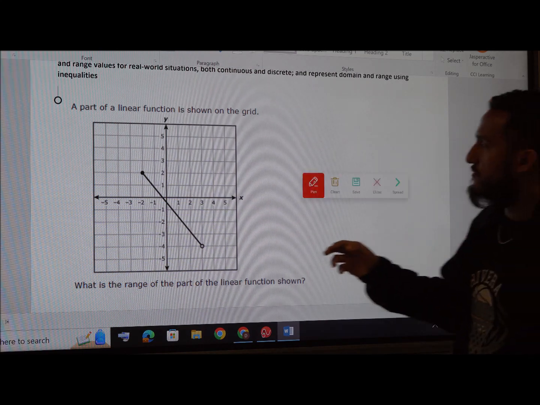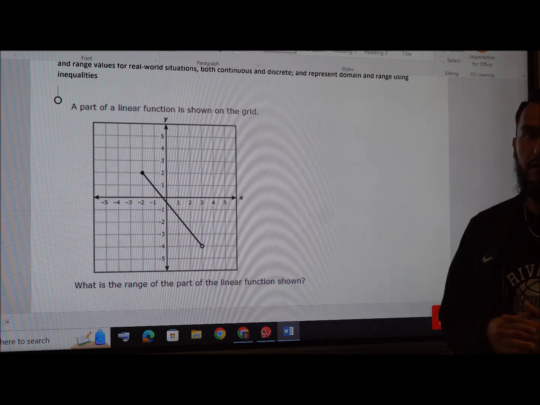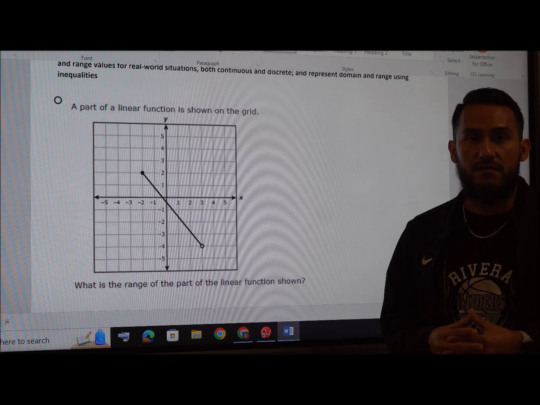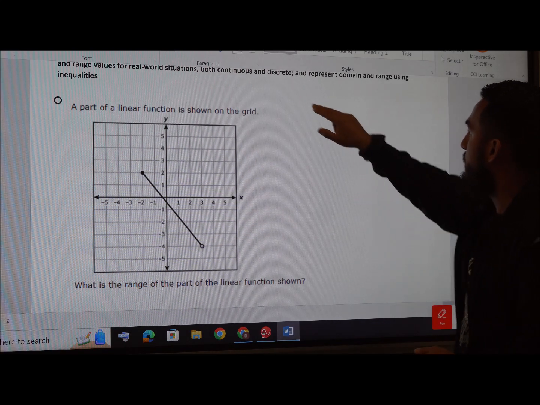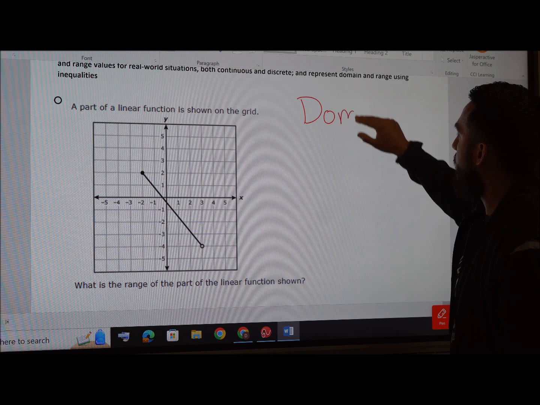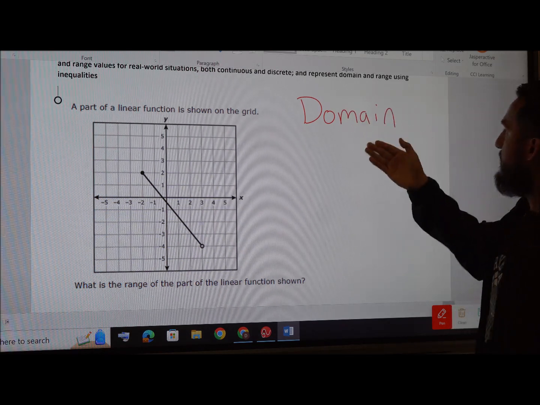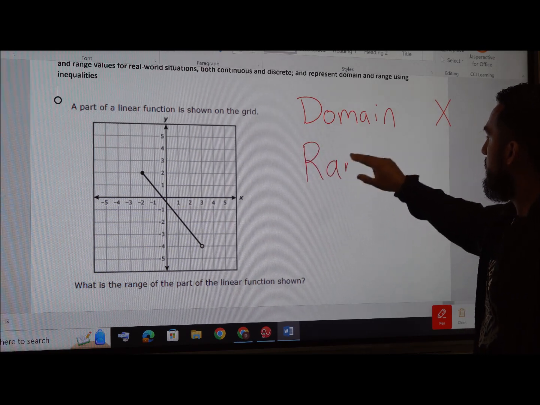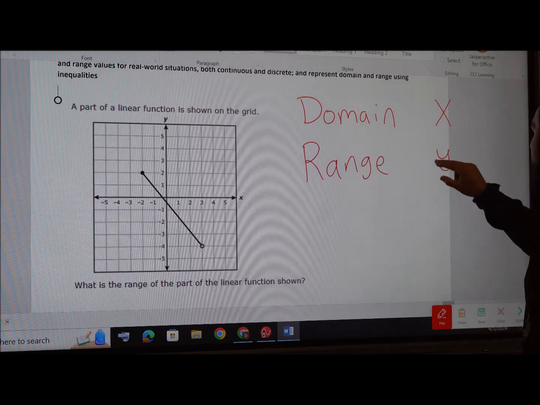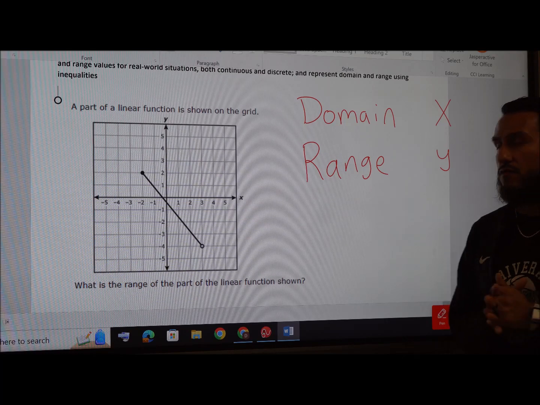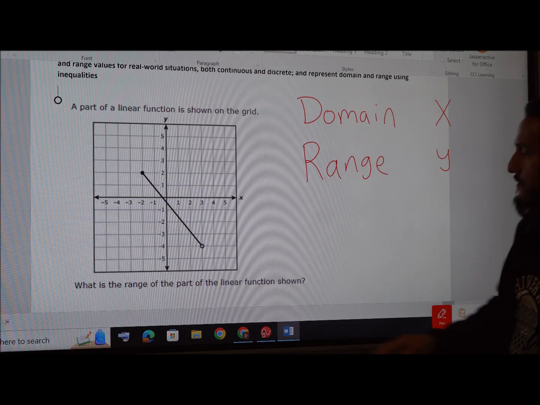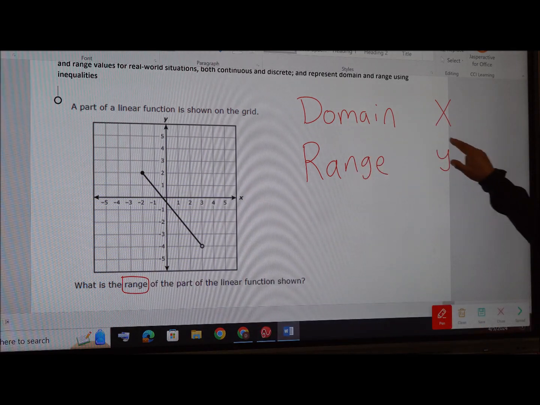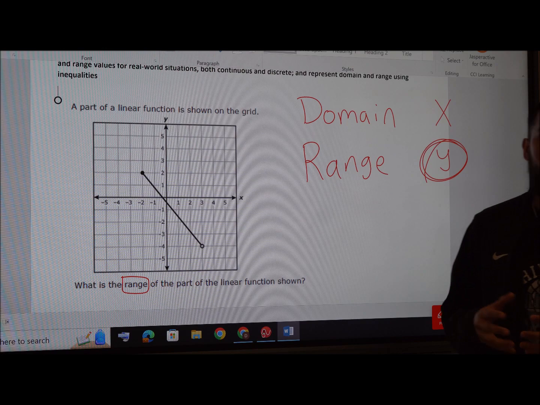In order for you guys to understand domain and range, you first have to understand that domain has a letter assigned to it, and the range has another letter assigned to it. So for those of you that forgot or don't know, the domain goes with the letter X and the range goes with the letter Y. So here they're asking you about the range. It seems like the letter we're going to be looking at is the letter Y. That's the important letter right now.